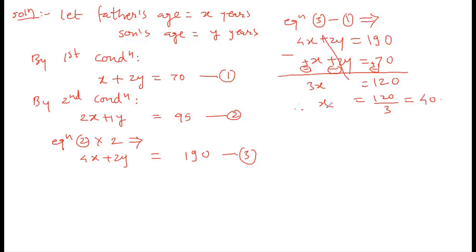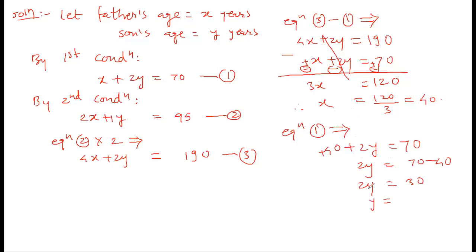Now let's put the value of x, 40, in any one of the equations. So I'm going to put this value in equation 1. It becomes 40 plus 2y equals 70. This plus 40 here becomes minus on the right side. So 2y equals 70 minus 40, that is 30. Y equals, multiply here becomes divide, so 30 upon 2 becomes 15.